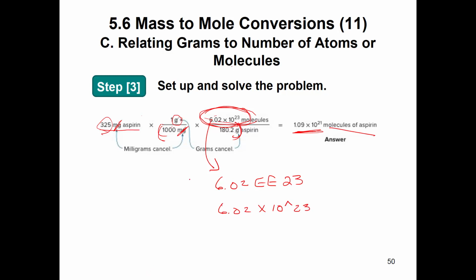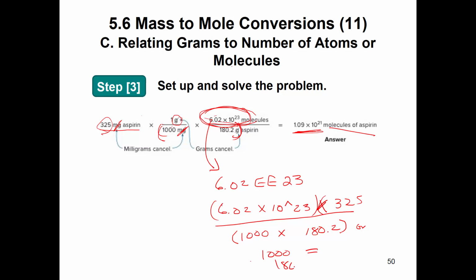So if you're doing this, you want to have this in parentheses and then multiply that by the 325. Then when you divide, you can do it one of two ways. You can put in parentheses 1,000 times 180.2, or you can divide by 1,000 and then equal, and then divide by 180.2 and equal. You can just do them separately instead of putting them in parentheses. You can do it either way.